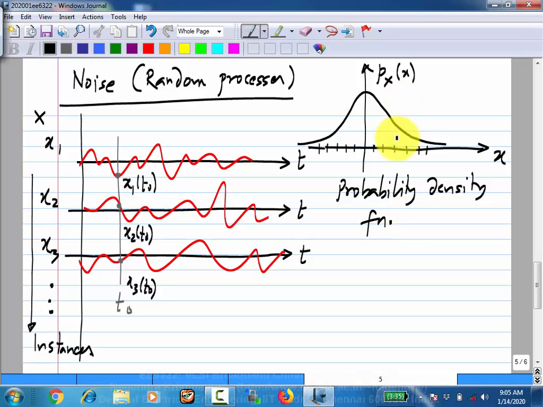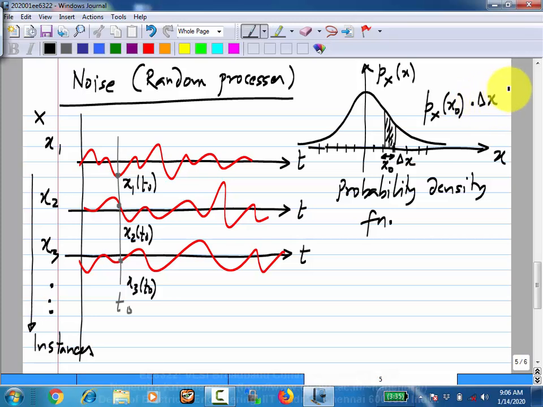What it means is that if you have some x naught, and then you have a really tiny bin of width delta x around that x naught, then the probability of this x taking a value within this band is how much? It's the probability density function at this point times delta x.